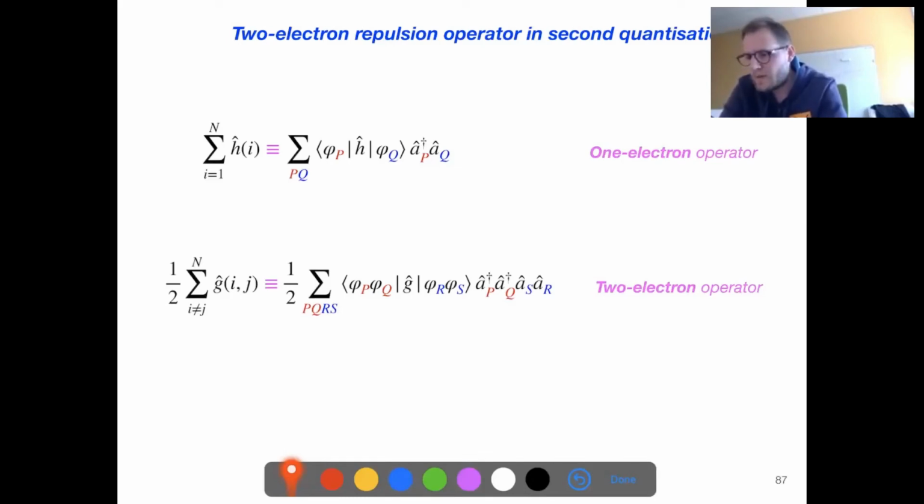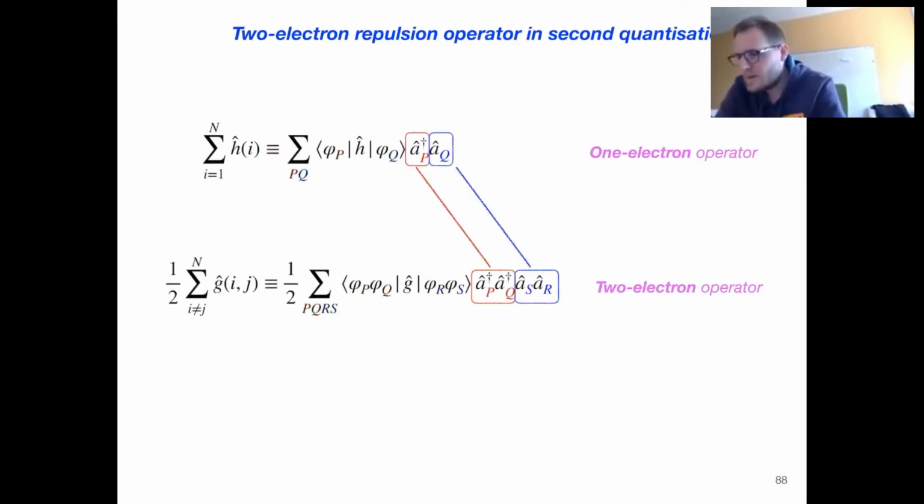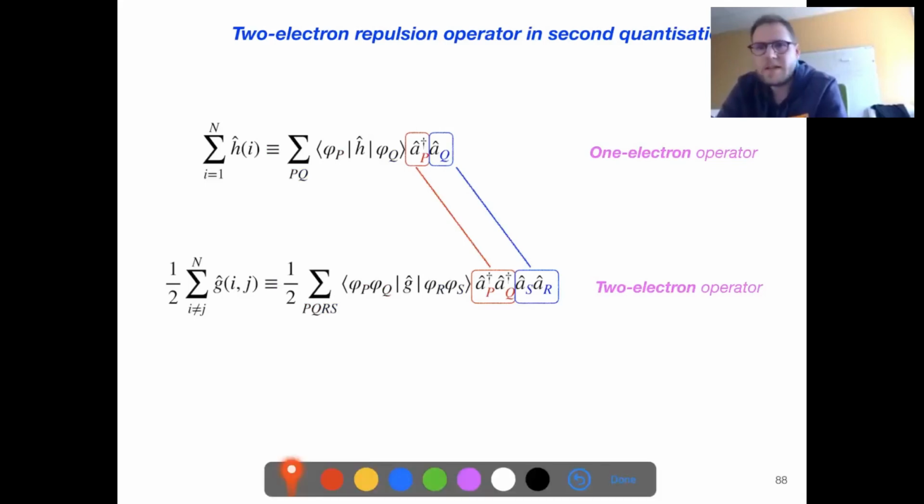So I give you now the formula, but we can of course have a closer look at that. So how different is that from the 1 electron part? Well, first of all, you notice that in the 1 electron part, there's a single creation operator and a single annihilation operator. In the 2 electron part, you have instead 2 creation operators and 2 annihilation operators. You can immediately know by looking at this expression if it's a 1 electron operator or a 2 electron operator.